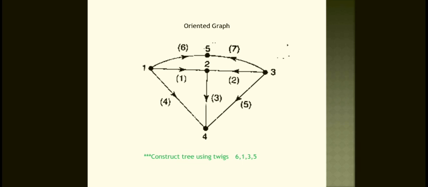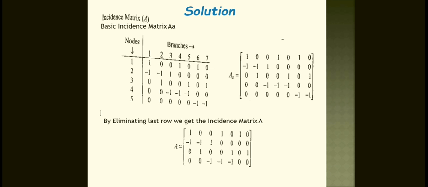1 is incoming, 2 is incoming, 3 is outgoing. So therefore 1 and 2 are minus and 3 is plus. Rest of all zeros. So therefore minus 1, 3, 1 and 4 zeros. Similarly, up to the 5 nodes you have to make an incident matrix A.